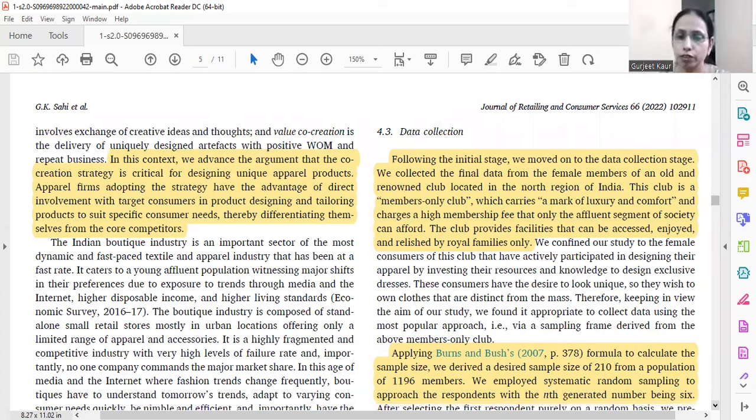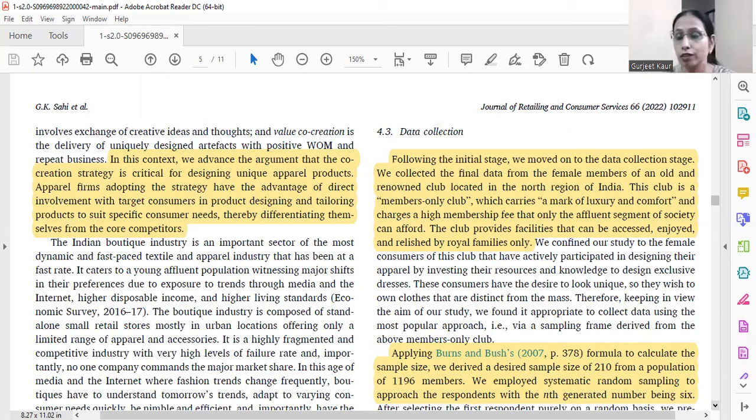We discussed each and every item. In the final data collection, we contacted a very well-known club in the Jammu region of J&K state. We collected the final data from the female members of a very old and renowned club located in the north region of India. This club is a members only club, so nobody else can go. Only the members can enter the club premises, which carries a mark of luxury and comfort, and charges a high membership fee that only the affluent segment of society can afford. The club provides facilities that can be accessed, enjoyed, and relished by the royal families only.